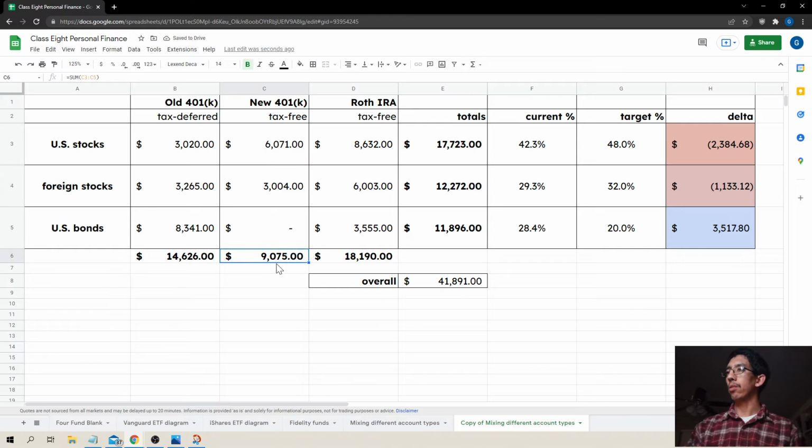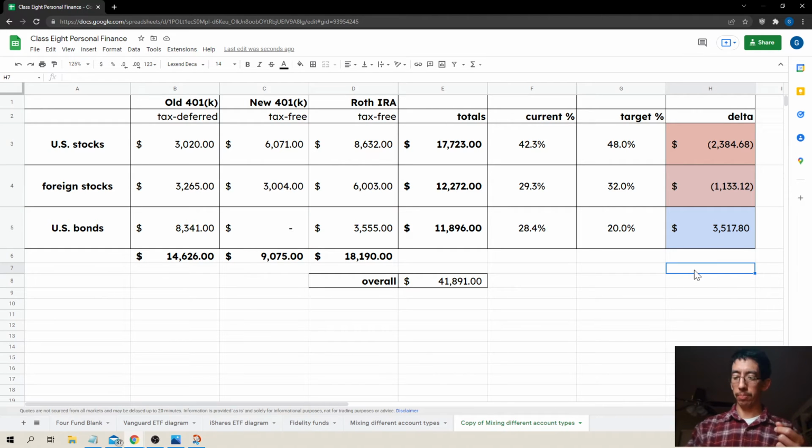The old account balance is still the same there. We're just moving money inside the account, and now we're a little closer. Now we're at 42 when we're trying to get to 48. Now, in U.S. bonds, we need to transfer $3,517.80. So let's remember that number.